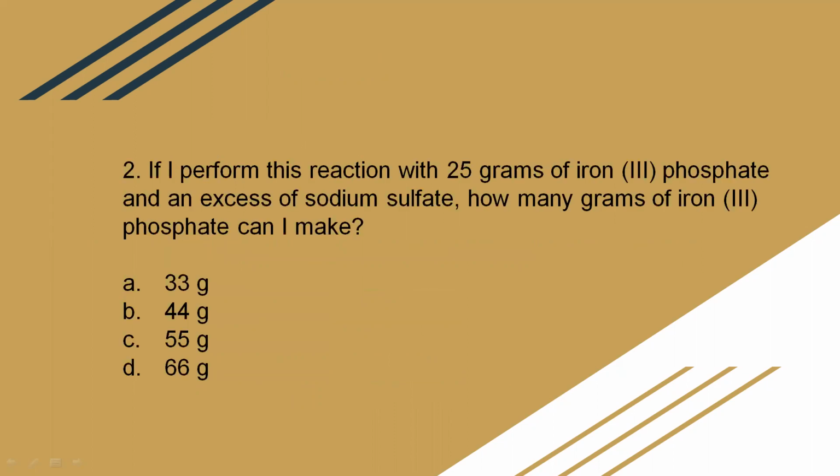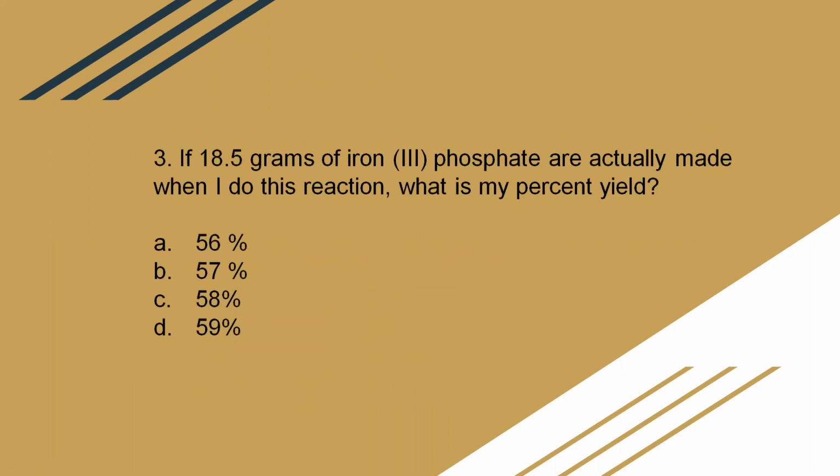Number 2, if I perform this reaction with 25 grams of iron phosphate and an excess of sodium sulfate, how many grams of iron phosphate can make? A, 33 grams, B, 44 grams, C, 55 grams, or D, 66 grams? 3. If 18.5 grams of iron phosphate are actually made when I do this reaction, what is my percent yield? A, 56%, B, 57%, C, 58%, D, 59%.